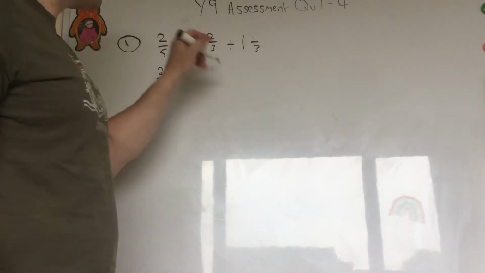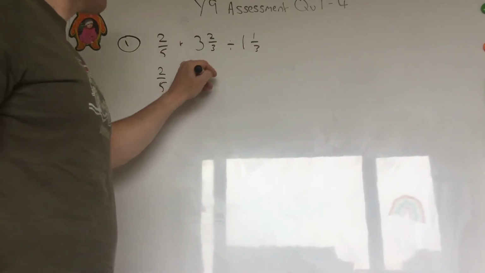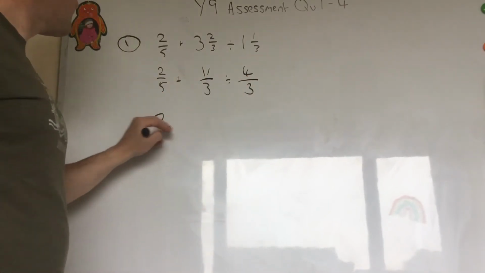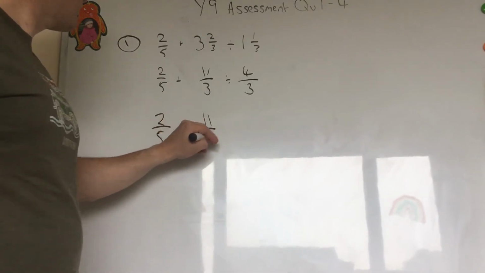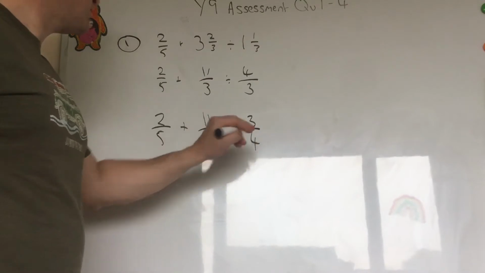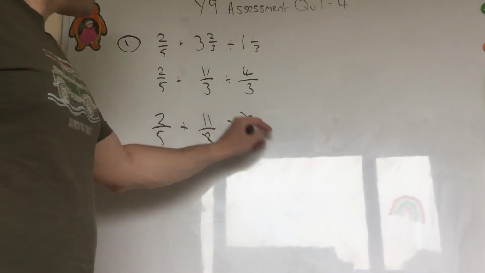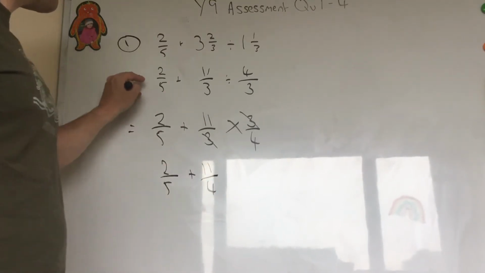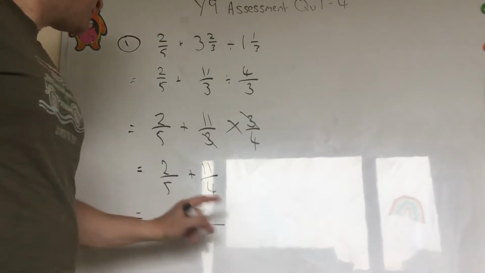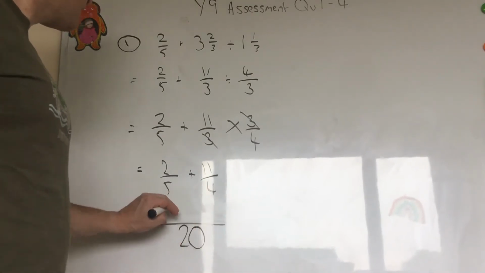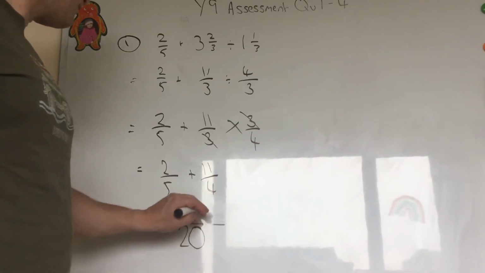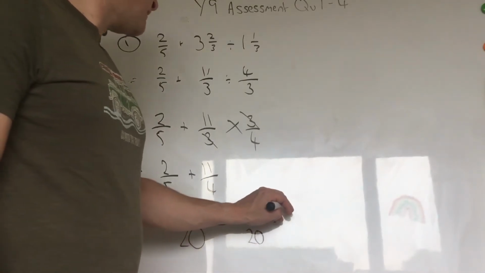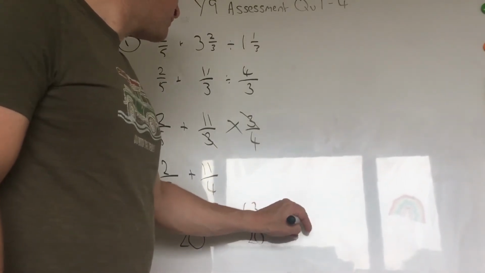I'm just going to change these into mixed numbers to make them easier to divide. So that becomes 11 over 3. That becomes 4 over 3. To divide a fraction, KFC: keep, flip, and change the sign. 3's cancel, so we get 2/5 plus 11 over 4. Put some equal signs in. At this stage we need a common denominator. 5 and 4 both go into 20. 2/5 is 8 over 20, and 11 over 4 is 55 over 20. So we get 63 over 20, which is 3 and 3/20.